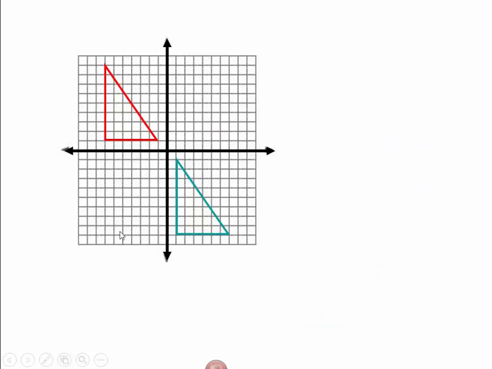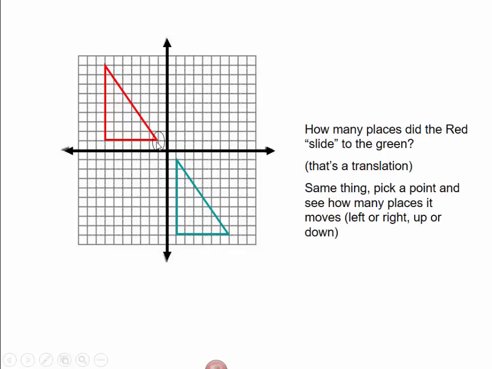So let's take a look at this one. This one's moving over and down. Same rule. I'm going to pick a point and see how it goes from here to here. So it goes 1, 2, 3, 4, 5, 6, 7, 8 right. And 1, 2, 3, 4, 5, 6, 7, 8, 9, 10 down.